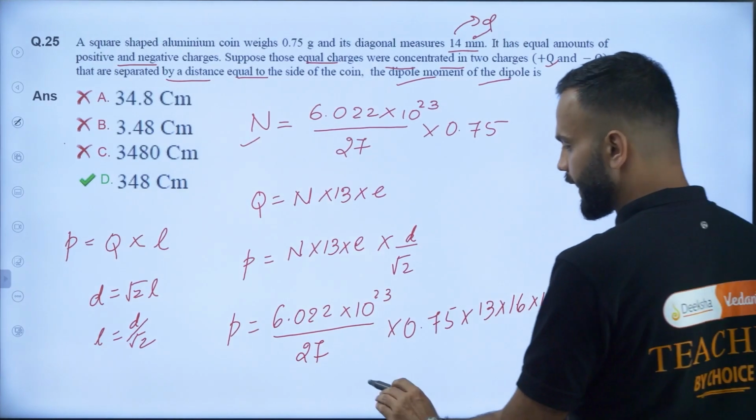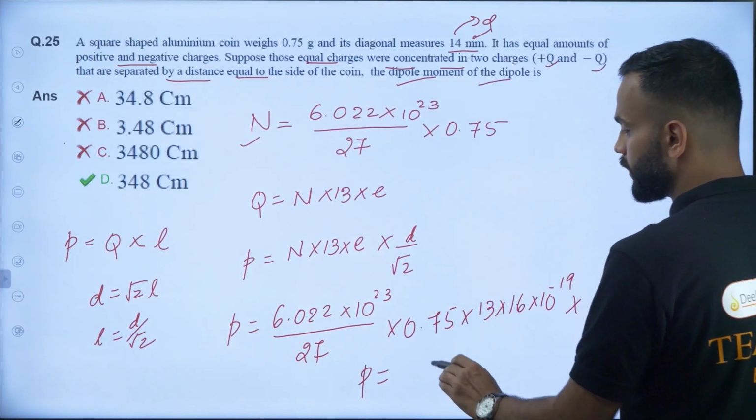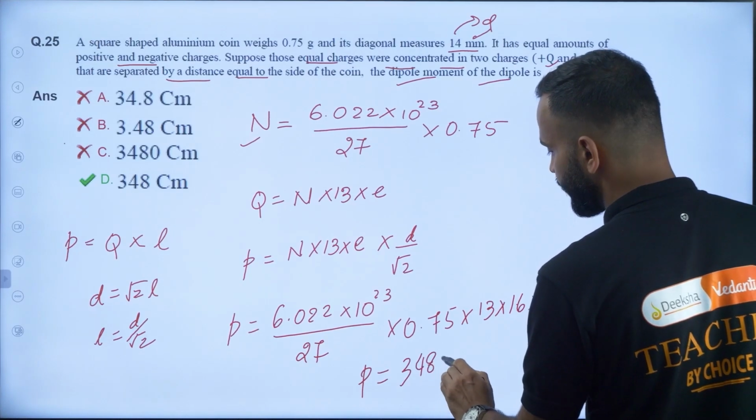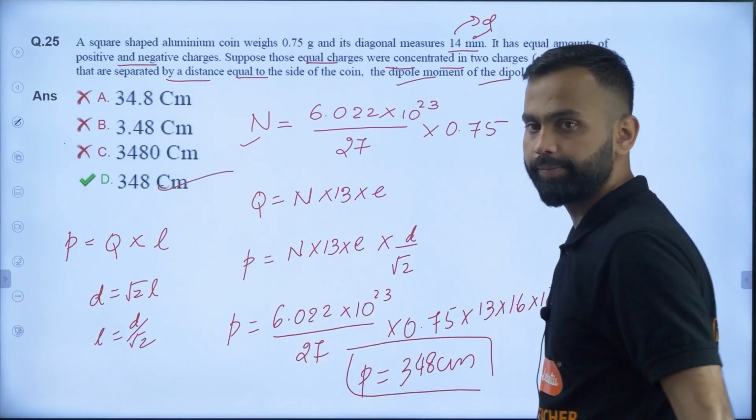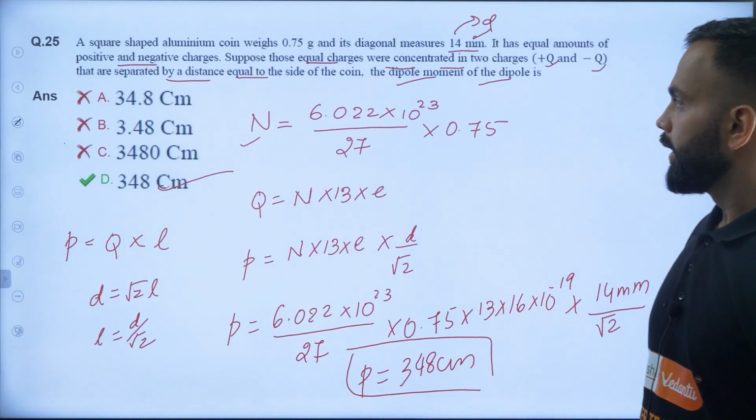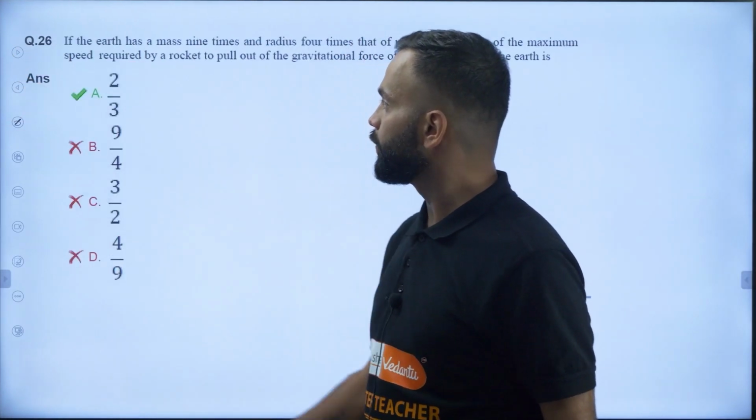So now solve this, you will get P is equal to 348 coulomb meter. The correct option is D. Okay. So next question, question number 26.